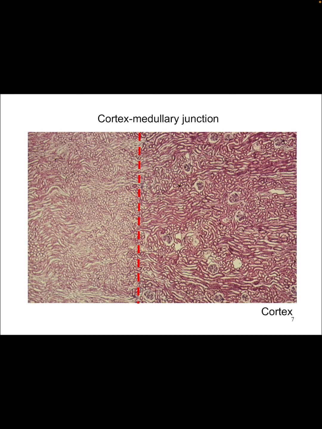As I said, we divide the kidney into two portions: the cortex and the medulla. In the cortex we have these tubules, and very importantly, we have this structure here, which is the renal corpuscle. As we can see, in the area of the medulla we can only see these tubules. This area here, the junction between the cortex and medulla, we call the corticomedullary junction.